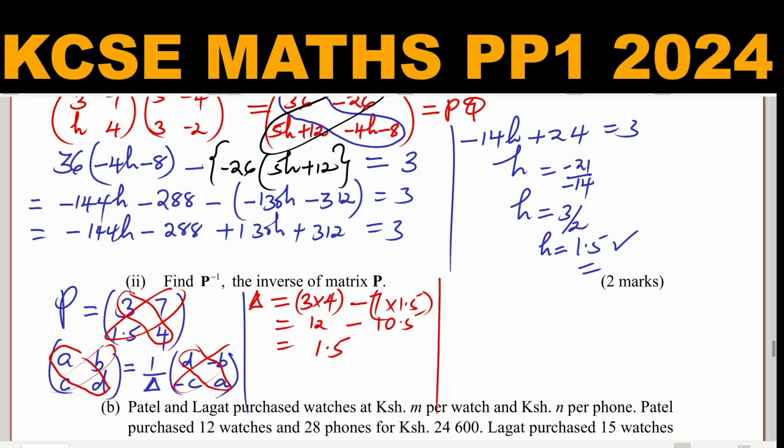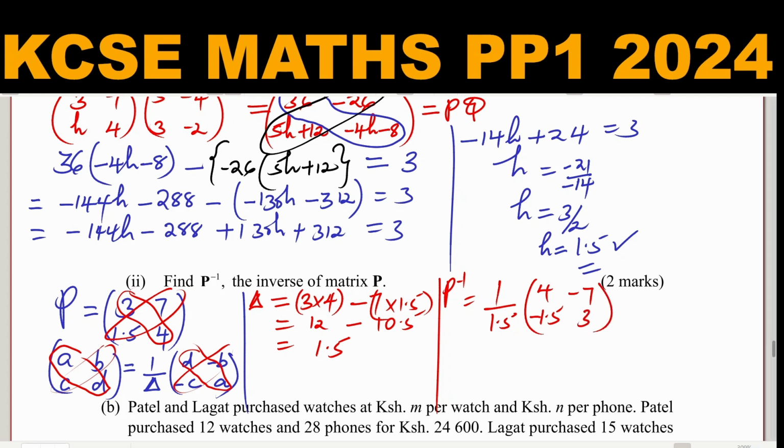So now the inverse of P will be given by 1 divided by the determinant. And then look at the way we change the elements here for A, B, C, D. Just change the elements there. So this one will be 4, -7, like that. Then -1.5, 3.